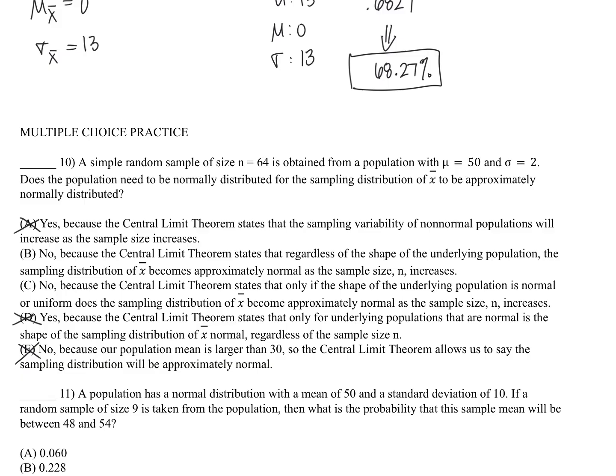So B says no because the central limit theorem states that regardless of the shape of the underlying population, the sampling distribution of X bar becomes approximately normal as the sample size N increases. And C adds in that the shape of the underlying population is normal or uniform. And the key difference there, it's saying uniform, is why the answer is going to be B. Because it's not uniform. Uniform would mean that every value is the same. And the central limit theorem only mentions the population being normal.